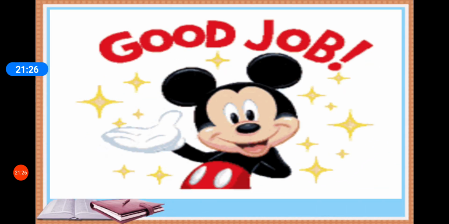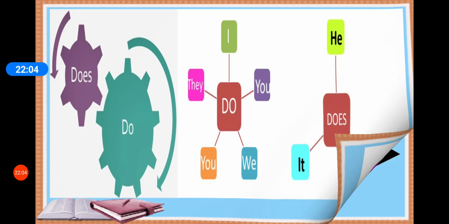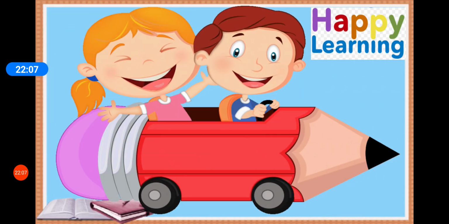Very good, children. You have done a good job. I'm sure you were all able to answer before listening to my answer. Let's have a quick recap. Do is used with I, you, we and they and plural nouns. And does is used with he, she, it and singular nouns. Children, as you do more practice, your concepts will become more clear. So keep practicing and happy learning.